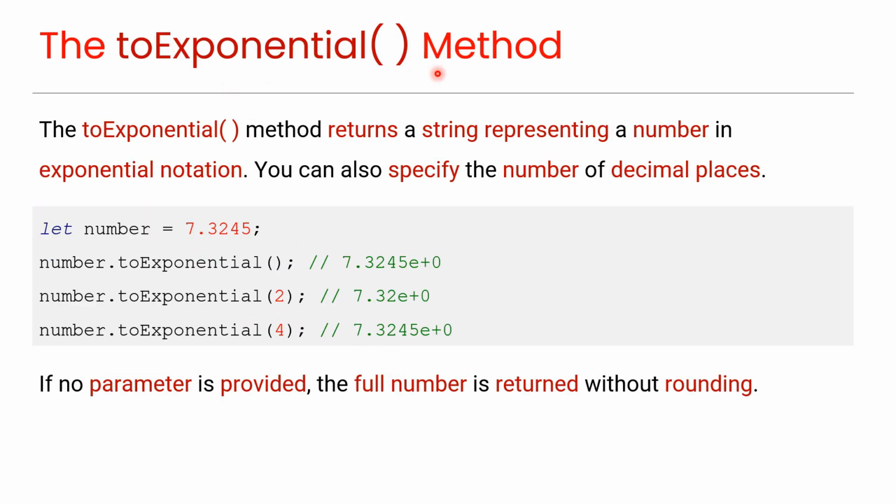The toExponential method. The toExponential method returns a string representing a number in exponential notation. You can also specify the number of decimal places. For example, this statement converts the number to exponential notation using default precision. This statement formats the number with 2 digits after the decimal in exponential form. And this statement uses 4 digits after the decimal, matching the original precision. If no parameter is provided, the full number is returned without rounding.